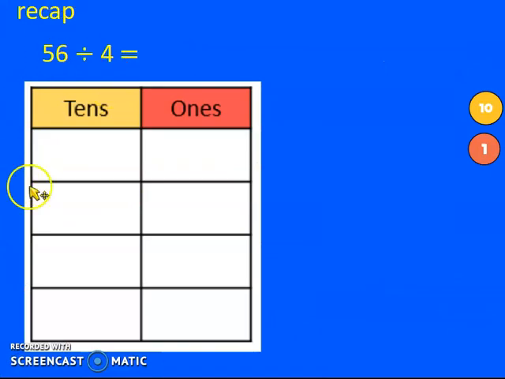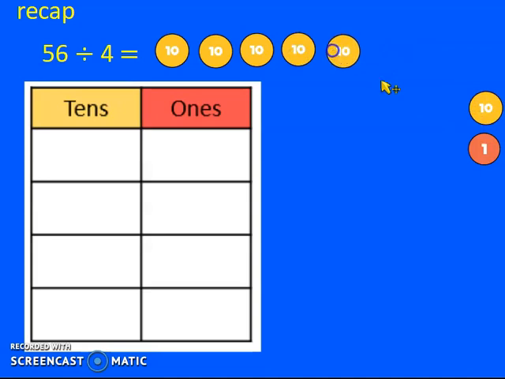So let's have a quick recap when we're doing division, because we're going to be focusing quite a lot on dividing 2-digit numbers by 1-digit numbers. So what is the first thing that we need to do? First, we need to make the number that we have, which is 56. So get your 10s, you can draw these out, ready for you to divide.